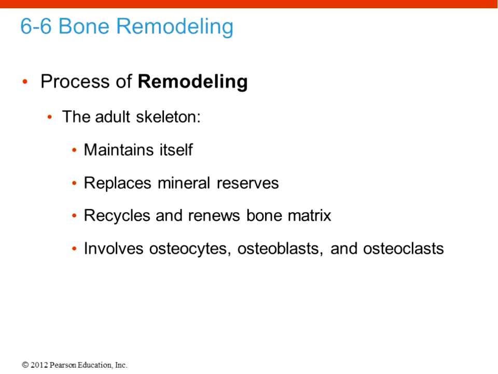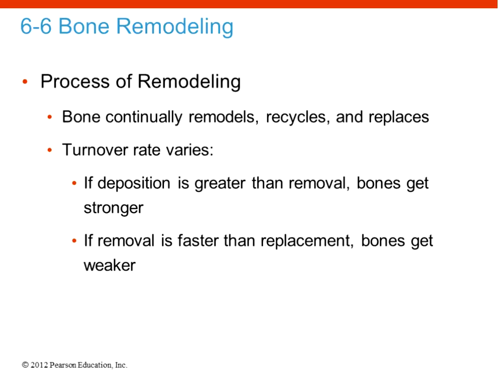It's how it maintains itself, it's the way it replaces mineral reserves, and it's constantly recycling and renewing bone matrix. And so it involves this really important interplay between osteoblasts and osteoclasts. Osteoblasts form bone, osteoclasts break up bone, essentially. Right? And so these two cells primarily are involved in this process of remodeling.